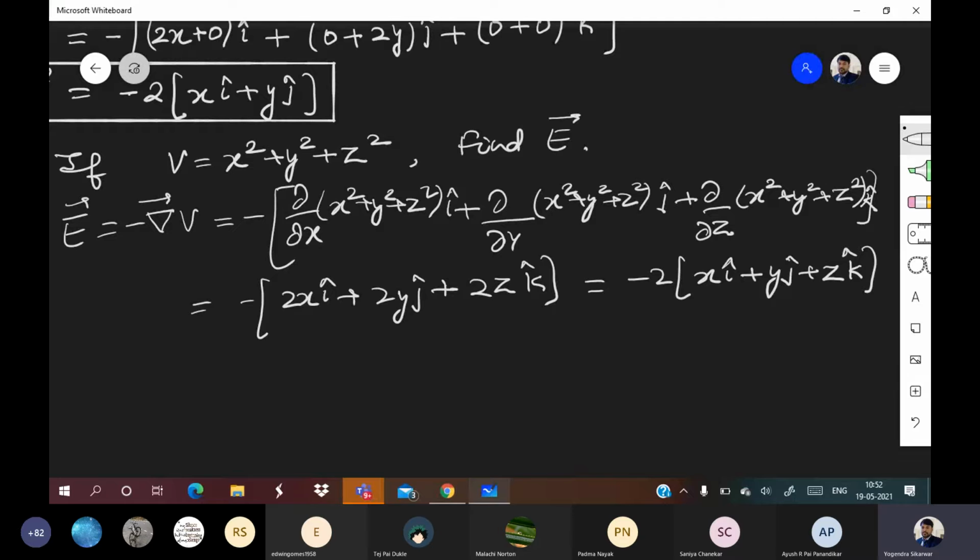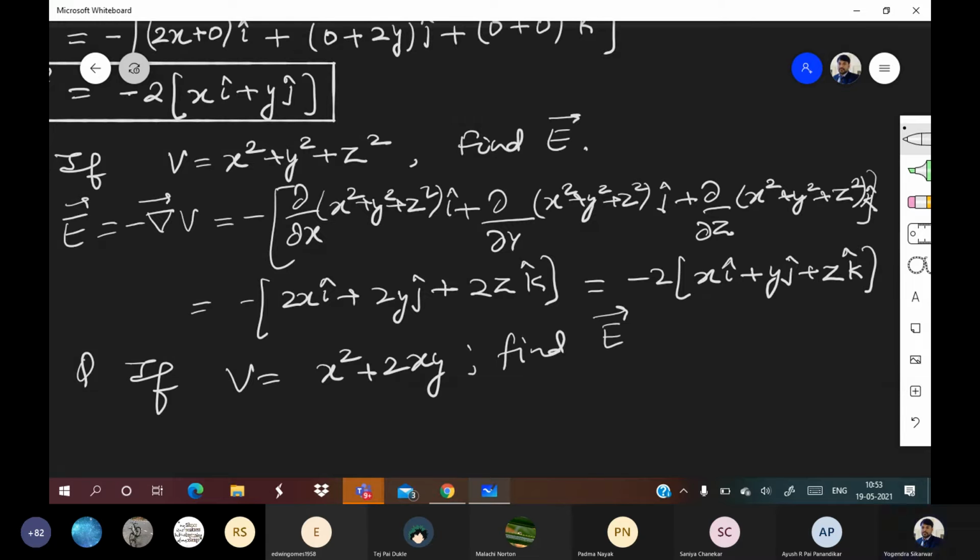Next question on your computer screen. If V is equal to x square plus 2xy, find E vector. Find E vector. And let me make it more interesting, at 1 comma 2, that means at x is equal to 1 and y is equal to 2.